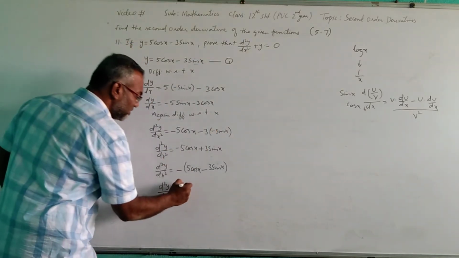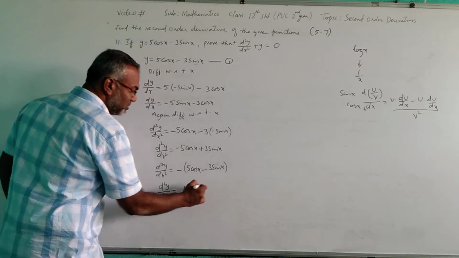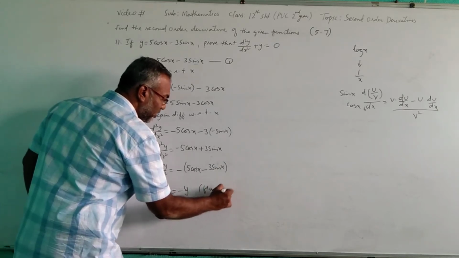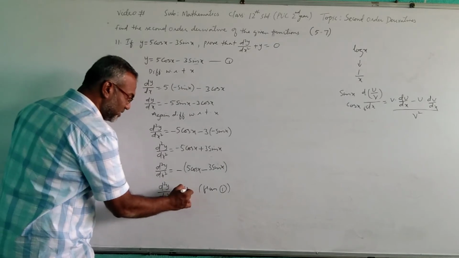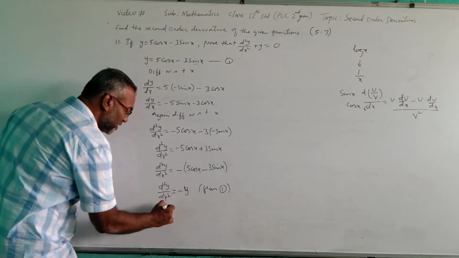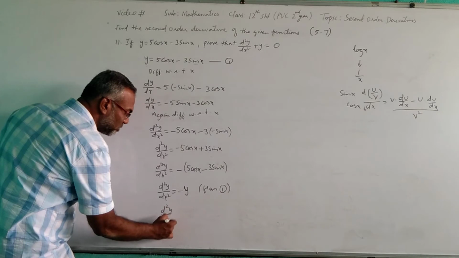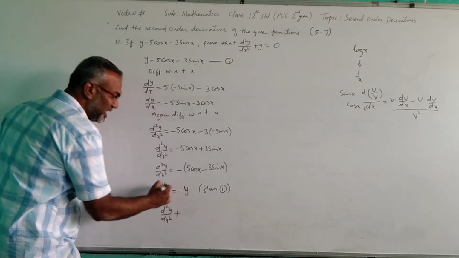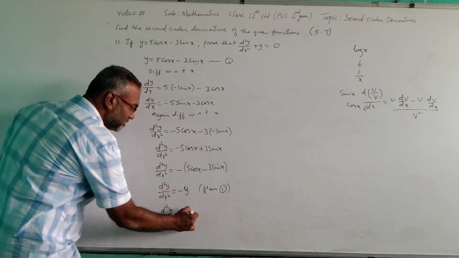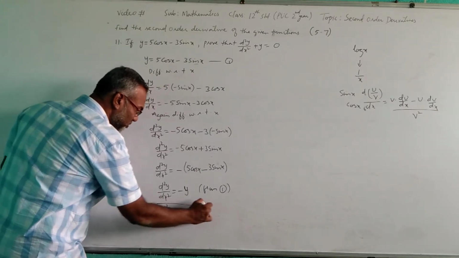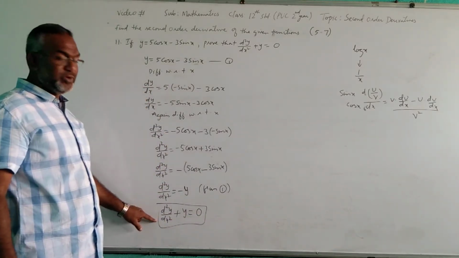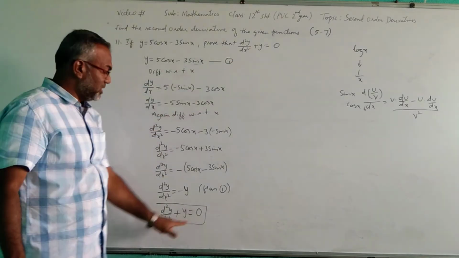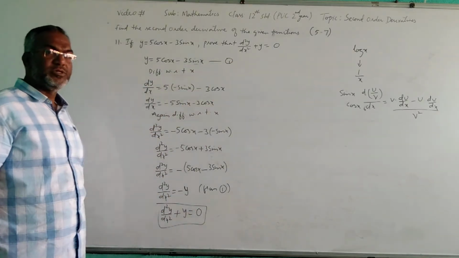Make it equation number 1, and write minus y. Why? Because from equation 1, take this minus y here. It becomes d square y by dx square. Take this minus y to LHS. It becomes plus y is equal to what is left on RHS, that is 0. We got the equation which we had to get: d square y by dx square plus y is equal to 0.